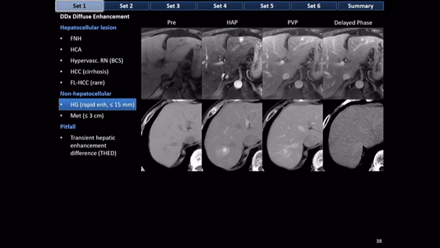And on the MRI, it's much easier to make the diagnosis because you can see on the delayed phase that this lesion, which by the way is in segment 2/3, remains hyperintense relative to the background liver. It's holding on to the contrast.